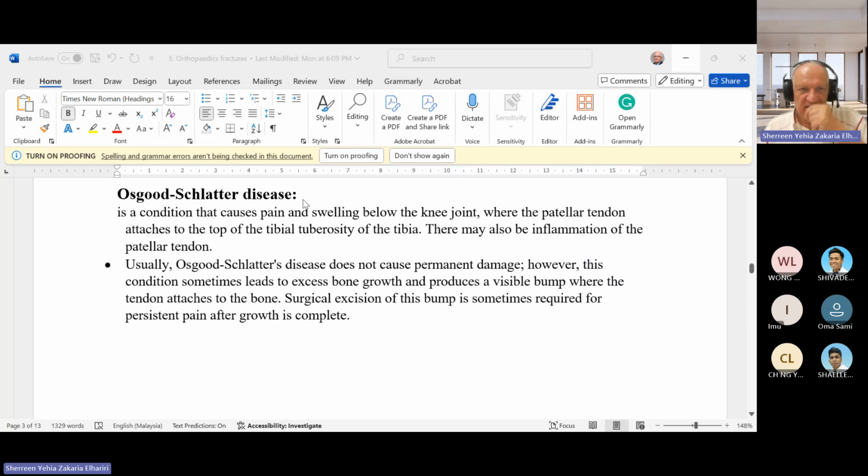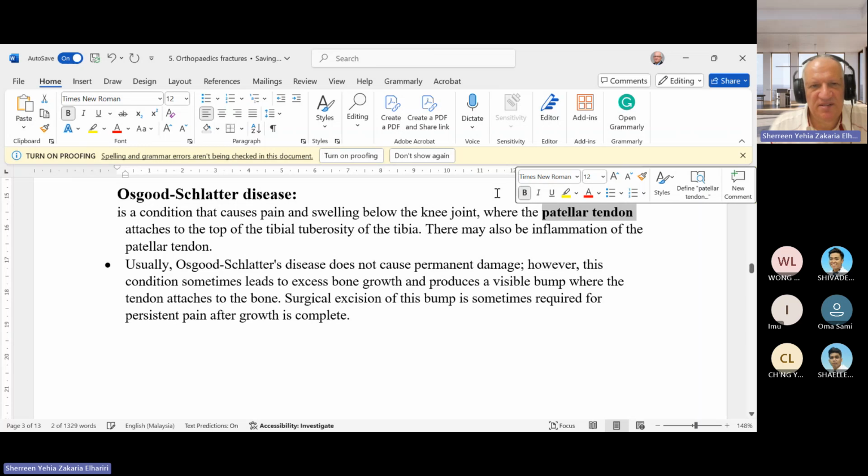Osgood-Schlatter disease is a condition caused by pain and swelling below the knee joint. This is usually the patellar tendon. So it is the patellar tendon. The patellar tendon is a continuation of the quadriceps femoris. It may be inflamed.